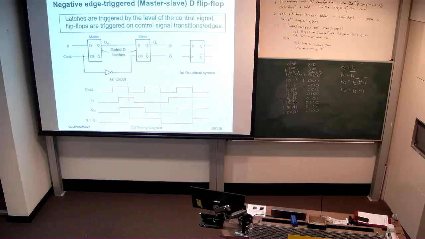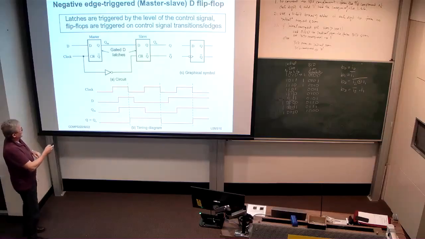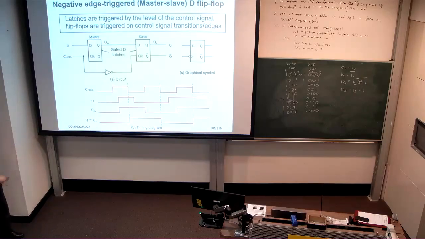We then used two of these D-type latches, exactly the circuit that we just saw, wired together in this manner, where we invert the clock on the slave latch with respect to the master latch. And that gives us very specific behavior.